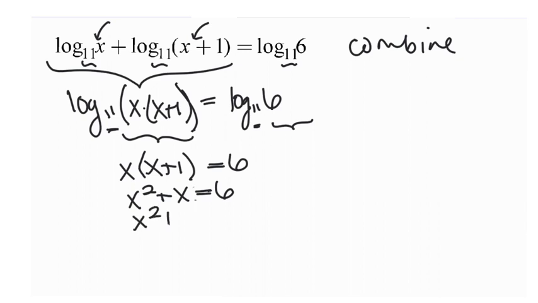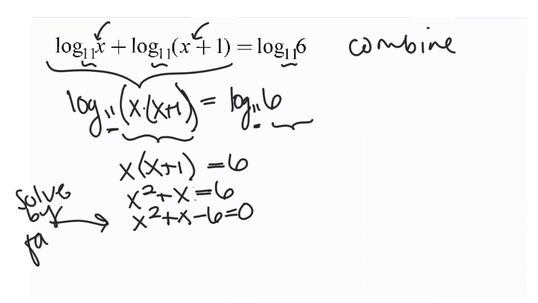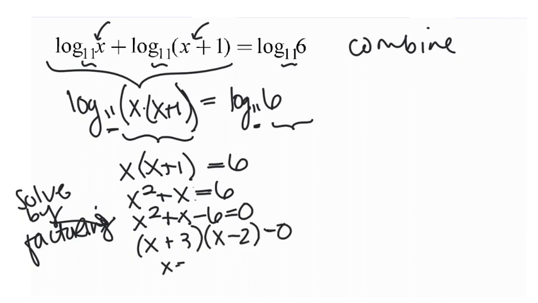And then I'm going to do this because I know that I can solve this by factoring or the quadratic formula. Okay, so when I solve, I get x plus 3 for a factor, and x equals negative 3, and x equals 2. Hopefully you remember back to the graphing again, because one of these answers doesn't work.